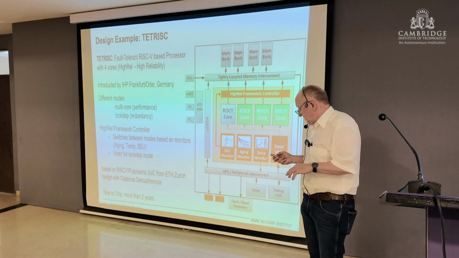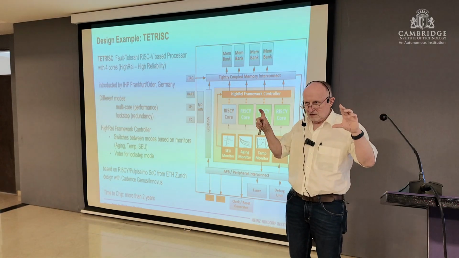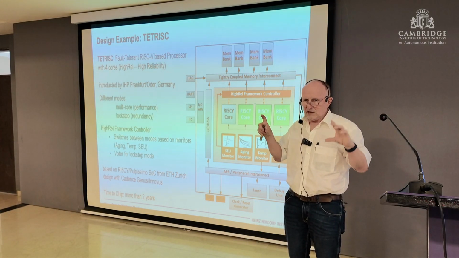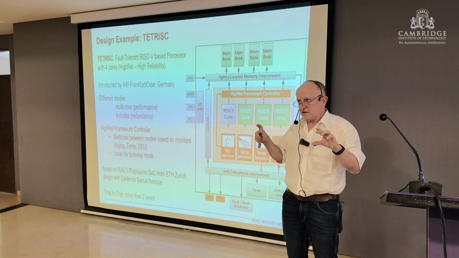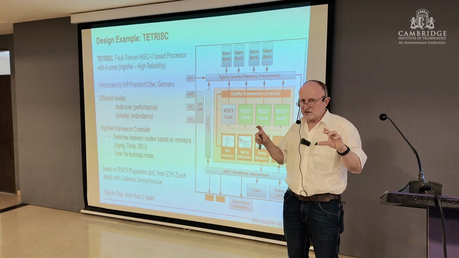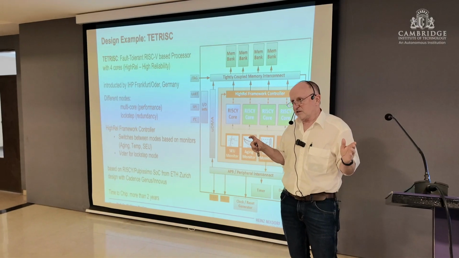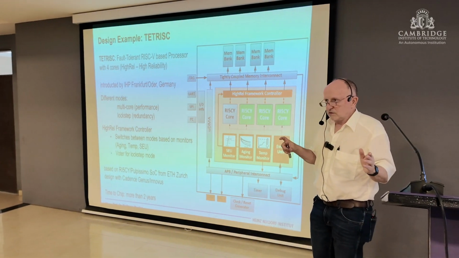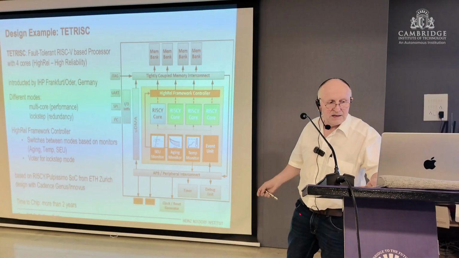Lockstep is basically running many cores in parallel and comparing the result. Comparing the result is a voter. And if the result is not the same, the voter gives you a warning, and then you can implement some measures, what to do. You can then reboot or whatever you like.